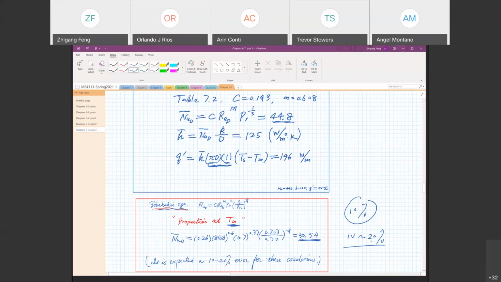So when you design something using this correlation, you really have to make sure to have a safety factor, to anticipate the 10% to 20% error by including the safety factor.